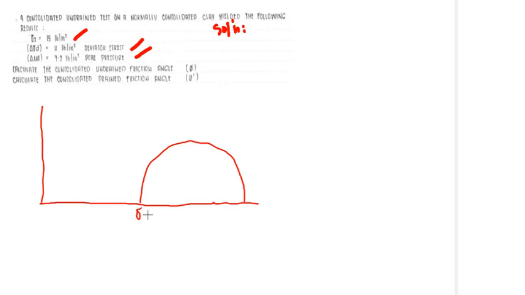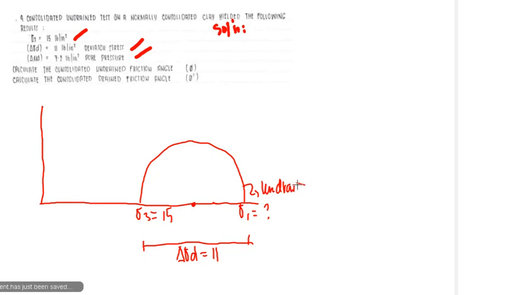So we have sigma 3 that is undrained, so our given sigma 3 is equal to 15. And then we have sigma 1, our total stress, the pore pressure has not been removed yet, so our sigma 1 is unknown, we will solve it. We have the radius here, and our deviator stress is also given, which is equal to 11 pounds per square inch. So this is our undrained Mohr's circle.